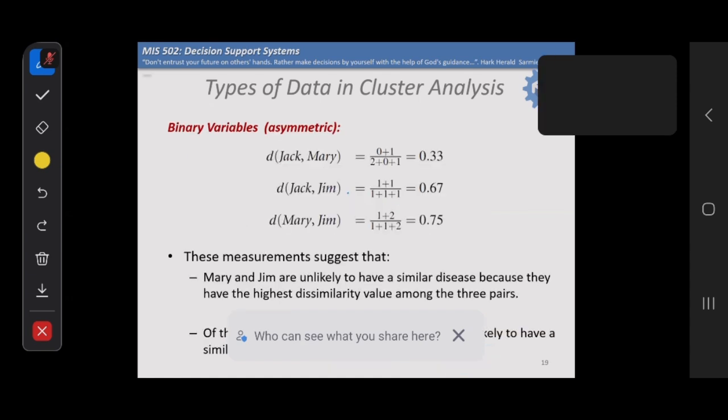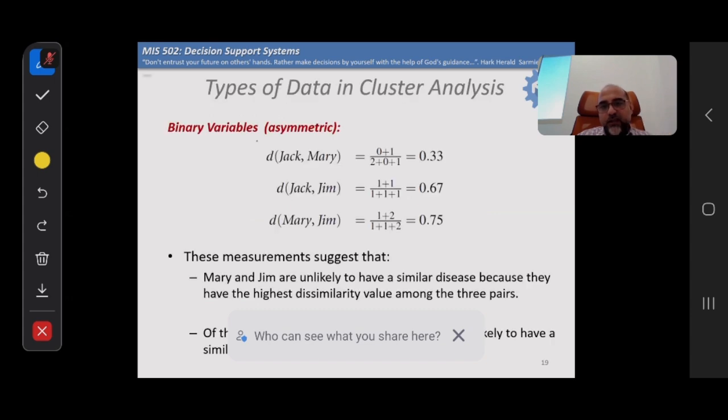Now, if I wanted to find similarity, I just say 1 minus this. This is the Jaccard coefficient. So 1 minus 0.75 is 0.25. That's the similarity, just like here. Do you understand this?